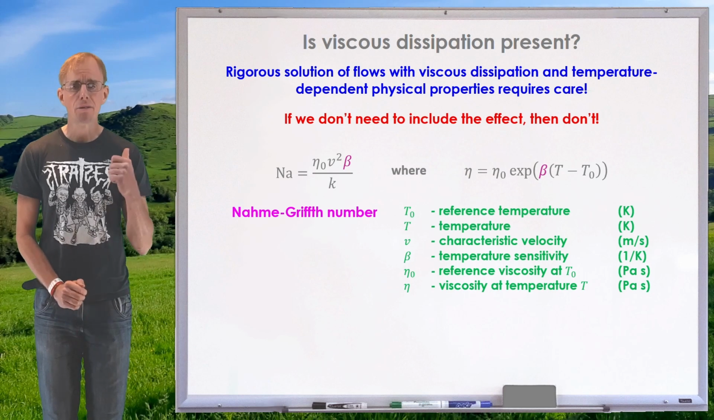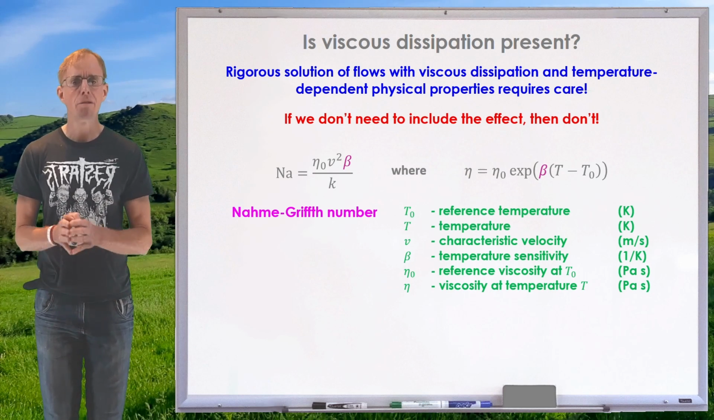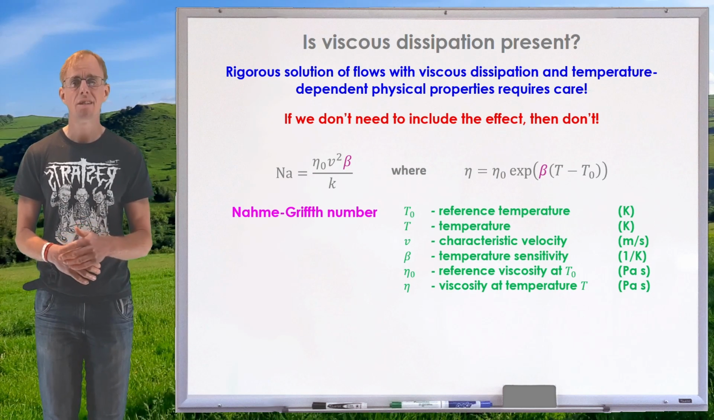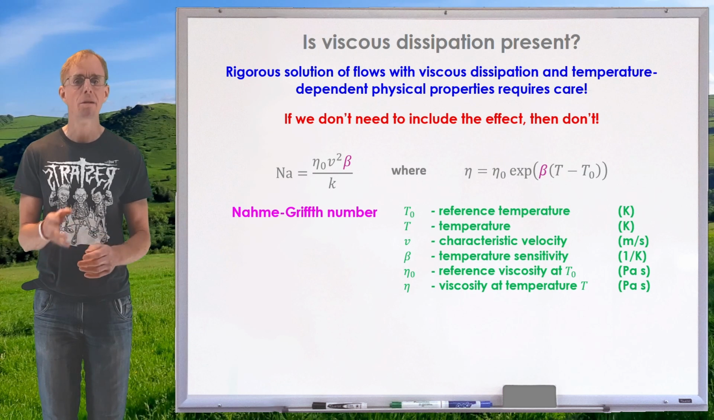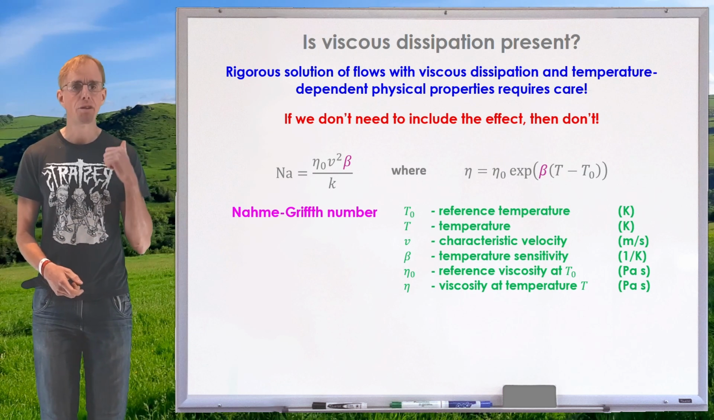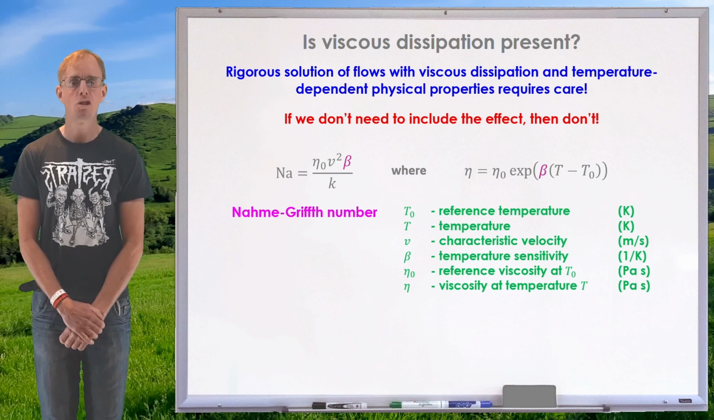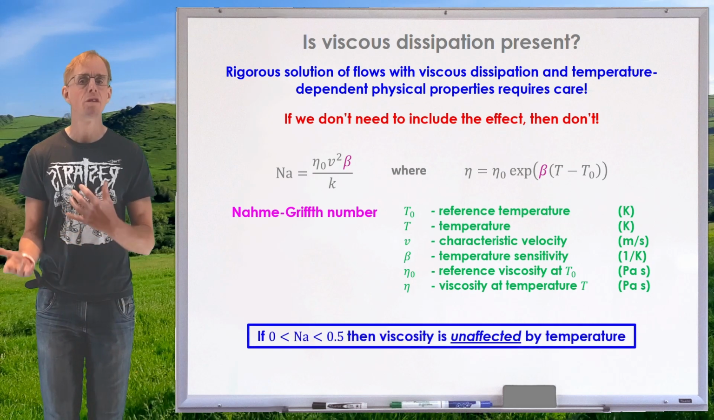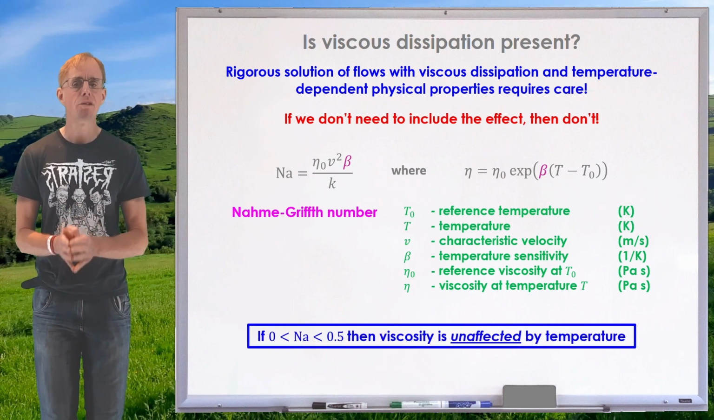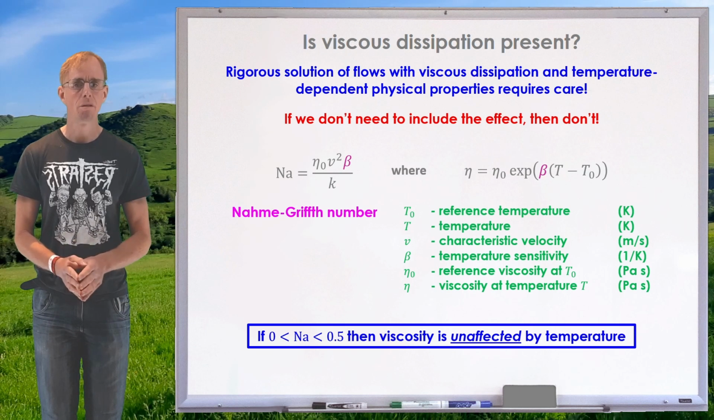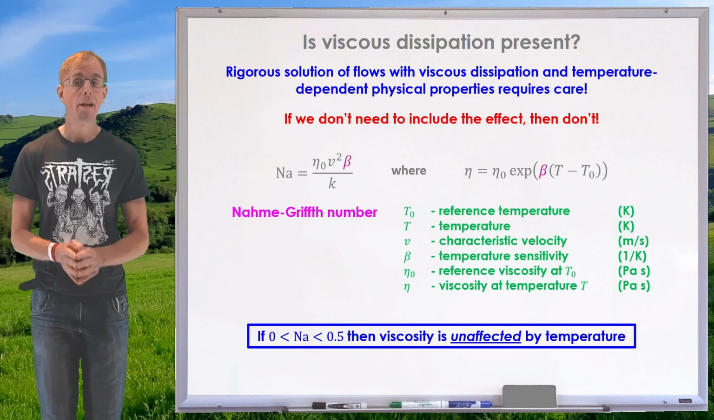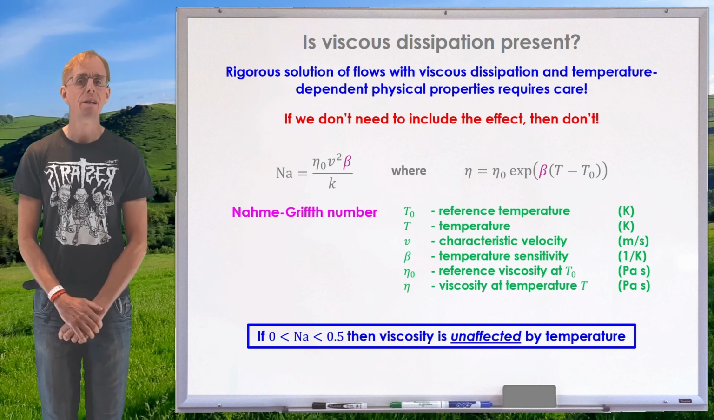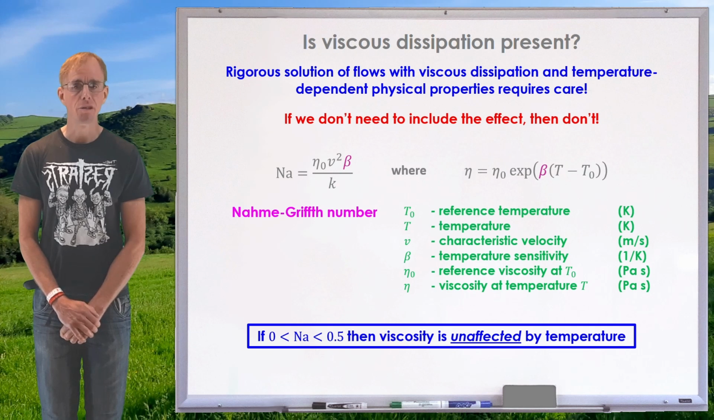So let's have a look at that viscosity now. So let's say my viscosity is being modelled as a function of temperature as an exponential change. Eta equals eta 0 exponential of beta (T minus T0). That's where beta features. It's the form of that exponential variation. And what we find is that if the Nahme-Griffith number falls between 0 and 0.5, then we can assume that viscosity is unaffected by temperature, which is a very, very useful result. If it's greater than 0.5, well, we may well need to incorporate the effects of viscous dissipation.